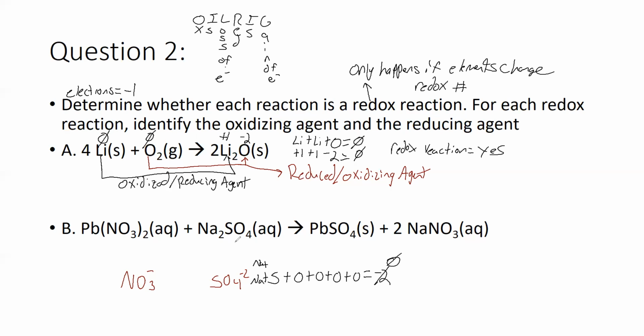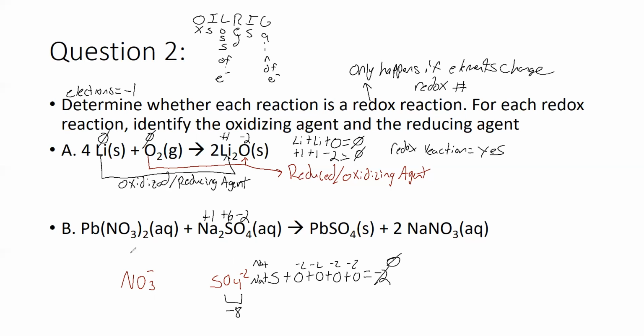So let's go to our rules. Oxygen is always -2 in a compound. I have 4 of those. So overall, all of the oxygens together are equal to -8. And our math was sulfur plus 4 oxygens equal -2 in SO4. So for that math to work out, sulfur must be +6. Sodium, a group 1 metal, is always +1.